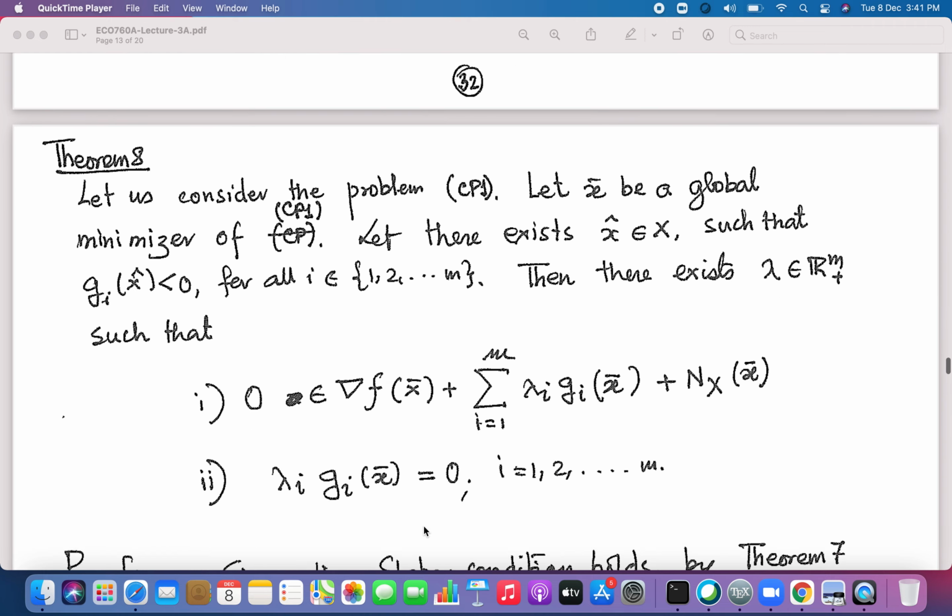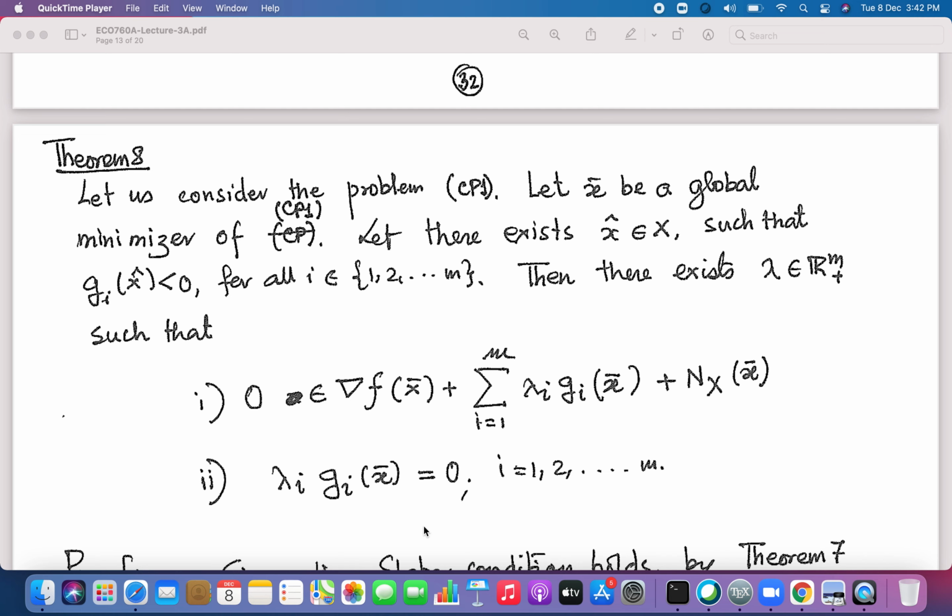Now let us come to our result, Theorem 8, the main result of this chapter. This is actually the Karush-Kuhn-Tucker condition written in a slightly modified form, because we have taken an abstract condition. So let us just read the result and try to understand it. Then we will talk about the proof. Understanding the result at this moment is more important than understanding the proof right away. So we will consider the problem CP1, the simple one. We will not get into the other issues.